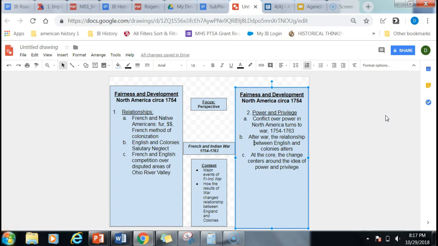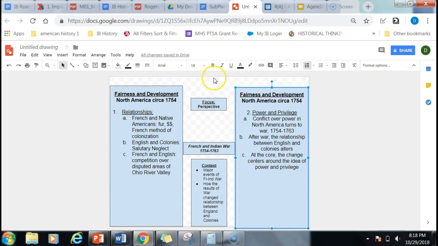If you remember from Friday, we want to continue to understand the concept of perspective, and how that impacts relationships, how that impacts how people view certain groups, certain institutions of power, how they view their relationship with another entity. So perspective is something that's going to be really key to understanding.